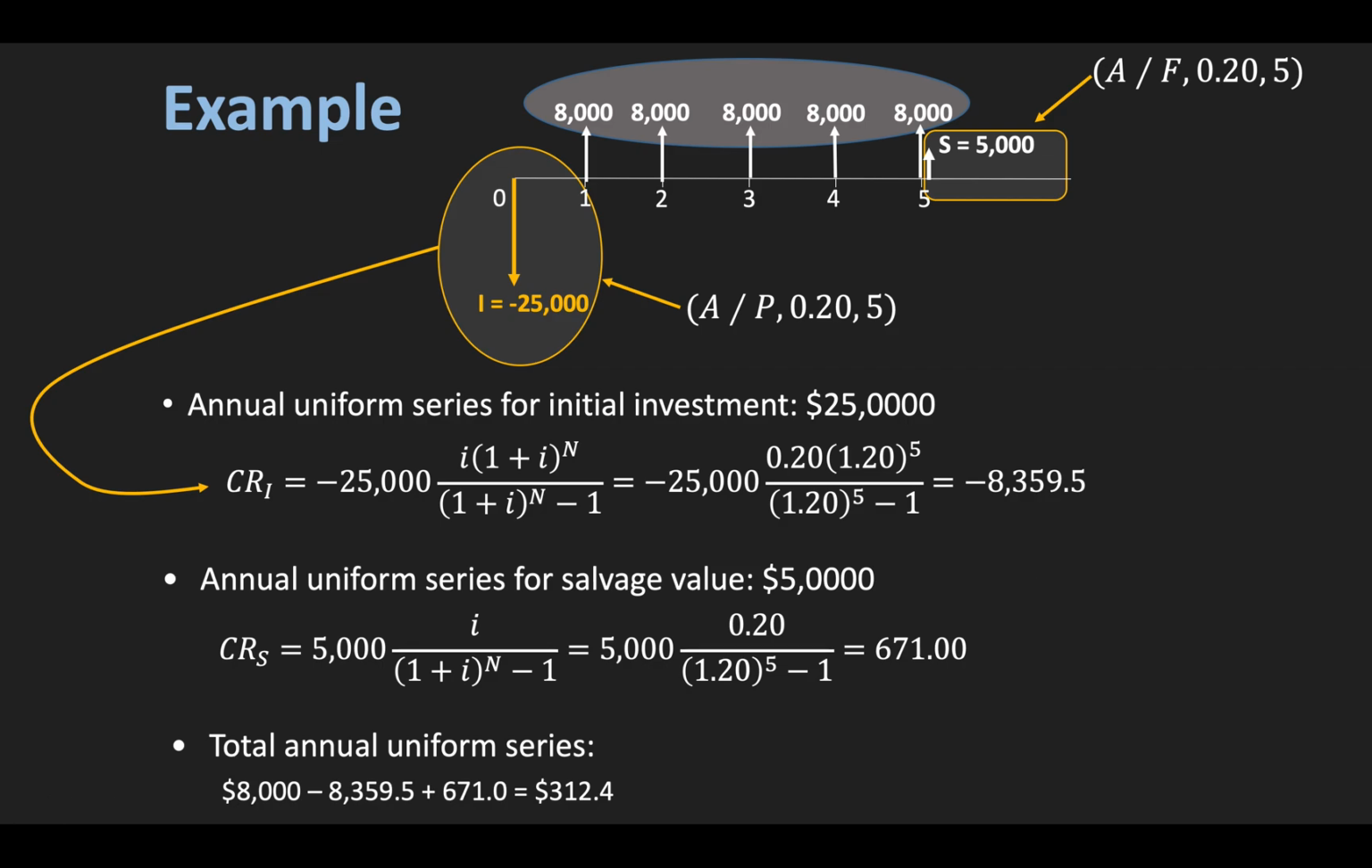And that's that part. Then we also have this part. This is positive, this is the inflow, $5,000, and it's in the future. We convert that to an annuity. That's $5,000 multiplied by this factor, which is different from the previous one because this is a future value. Then it gives us $6,701.